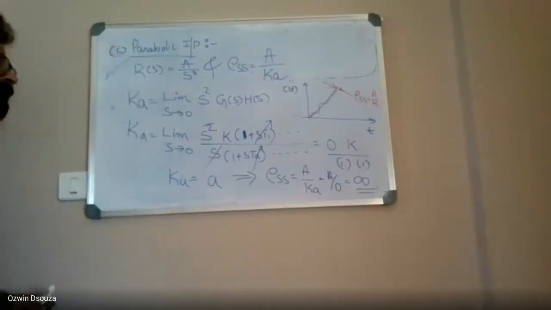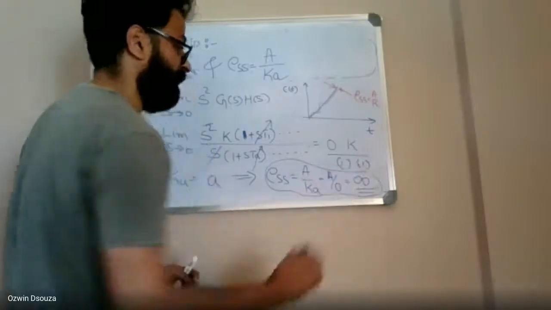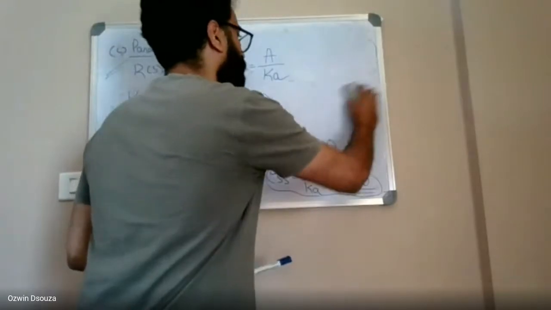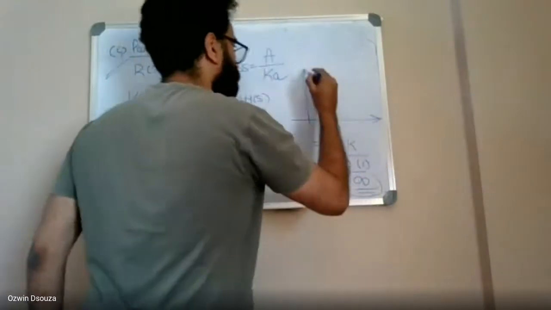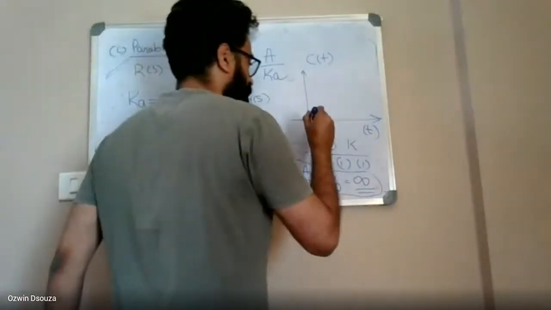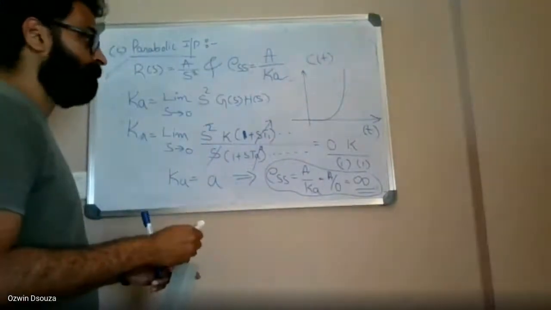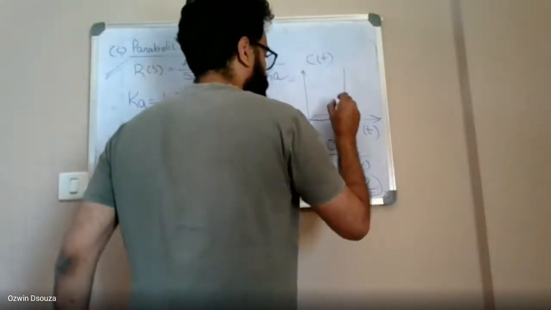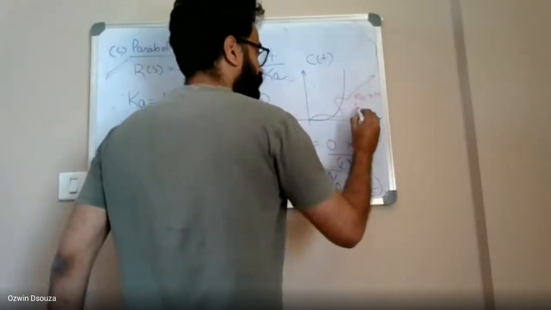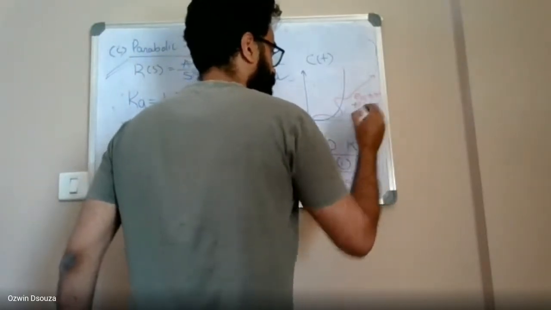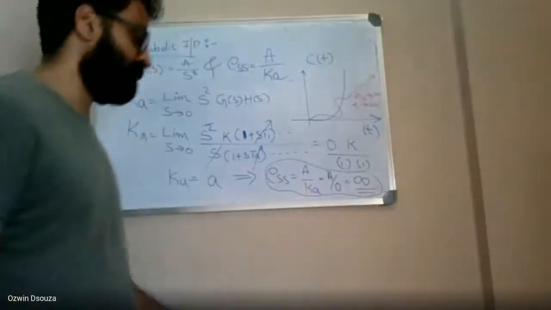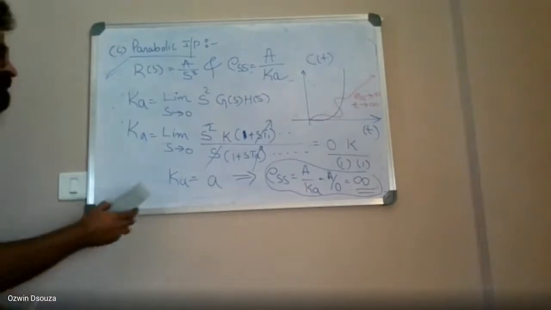So type 1 system against parabolic input gives infinite error. So you don't have to test a type 1 system against parabolic because it gives infinite error. Okay. In a similar way, you can plot output versus time, desired output, and your actual output may be something of this kind. So E double S tends to infinity as T tends to infinity. So with respect to time, the steady state error keeps on increasing. Okay. So that's your type 1 system analysis.